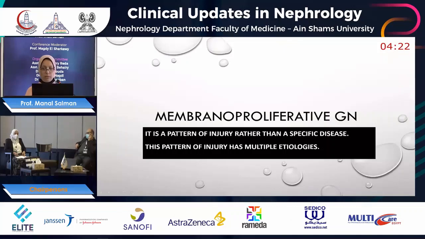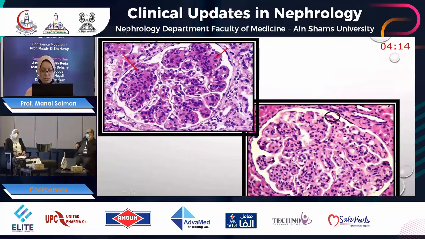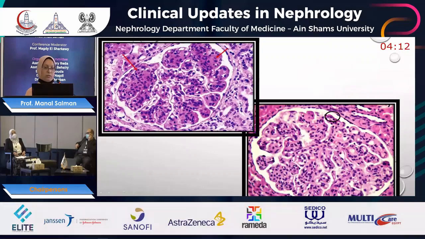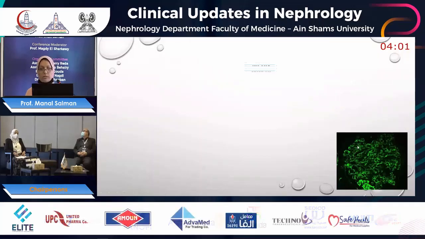Membranoproliferative glomerulonephritis, and this is the pattern of injury rather than a specific disease. والاريا دي واسعه جدا، هي بقى ليها pattern of injury ليه multiple etiologies. الباترن ده characterized by endocapillary and mesangial hypercellularity, lobulation, capillary wall thickening and splitting. المنظر ده لما بشوفه ابتدي اعمل immunofluorescence.